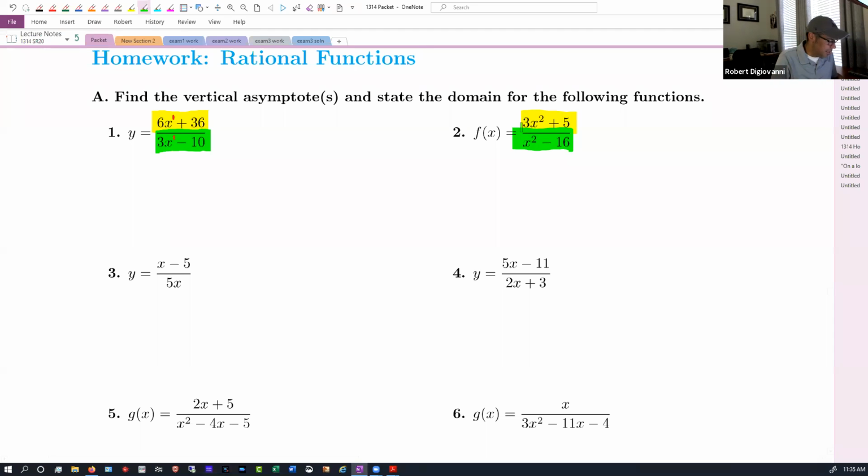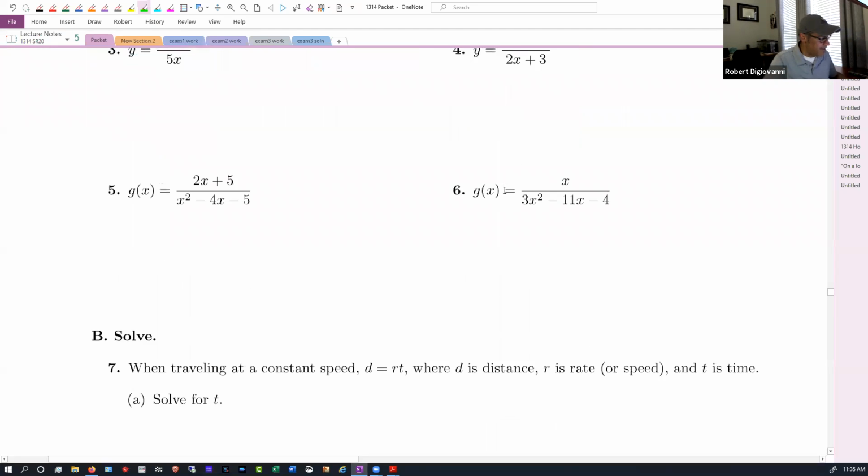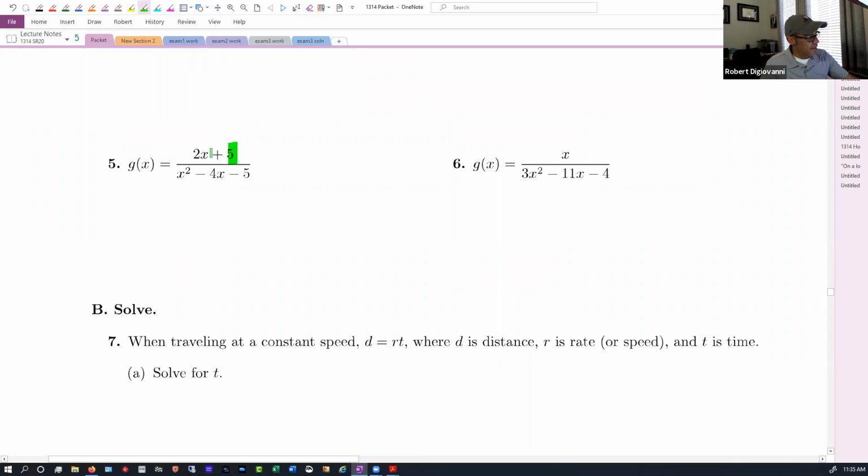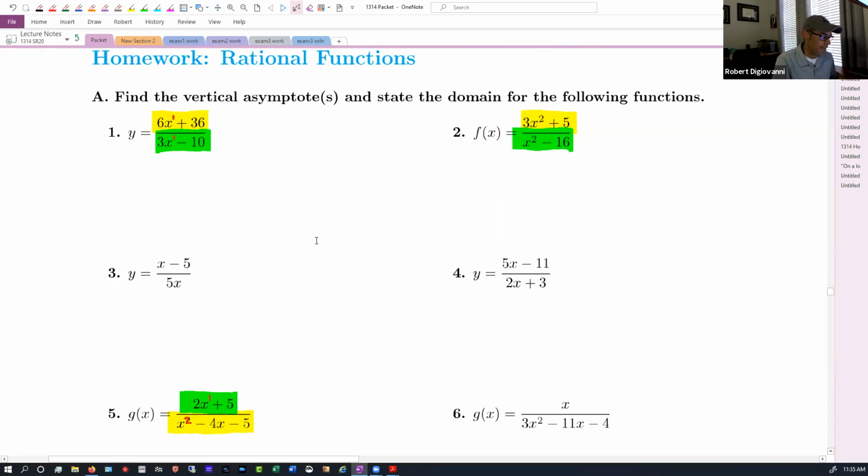So let's look at number 5. Number 5 is different. The degree of the polynomial on top is 1, and the degree of the polynomial on the bottom is 2. So you could have the same degrees, but they could be different also, okay? All of these things just look really, really weird when you graph them. So I'd like to graph one of these for you.